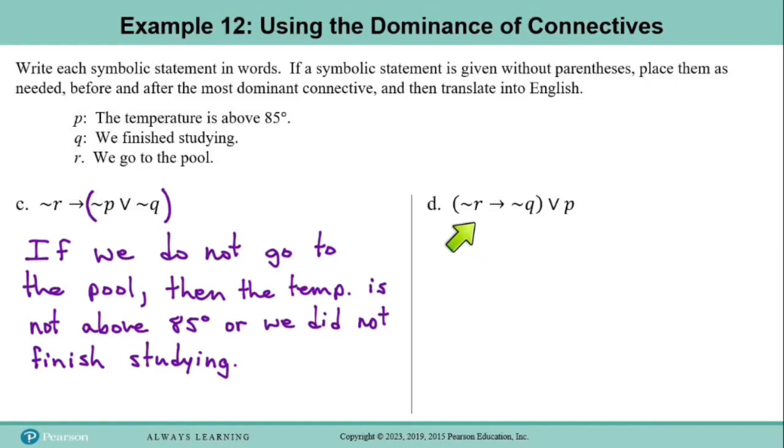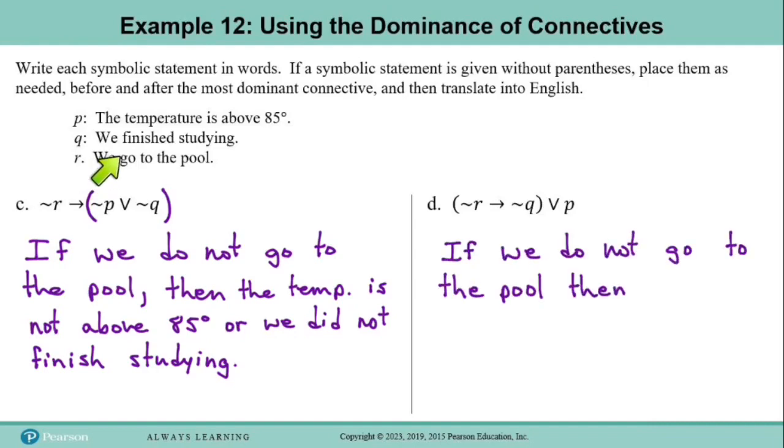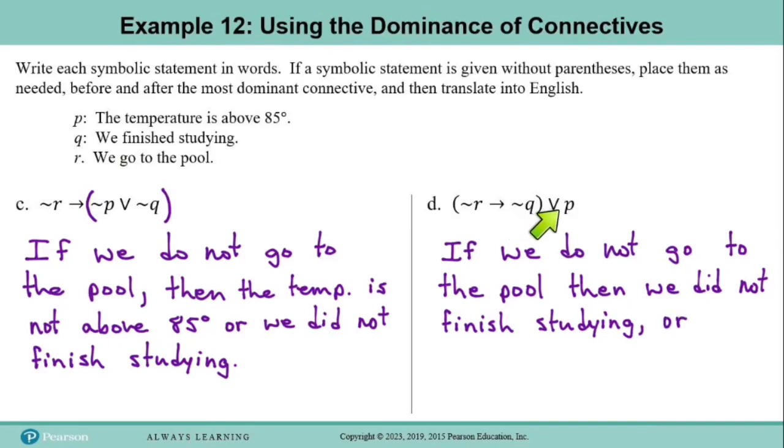And then finally part D, we do have parentheses here, so we don't need to think about the dominance of connectives, but this will be an or statement. So this is primarily a disjunction. And so we'll start here by saying if not R, then not Q, and we'll follow that by a comma. So if we do not go to the pool, then we did not finish studying, comma, or the temperature is above 85 degrees.